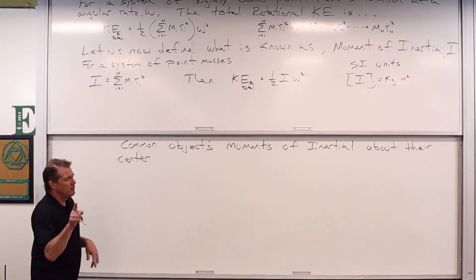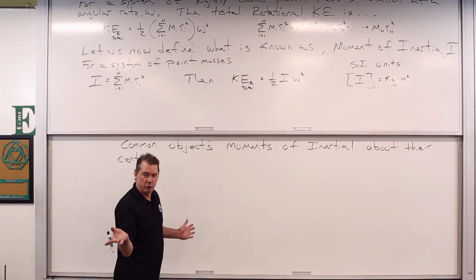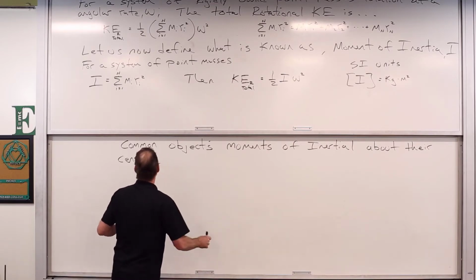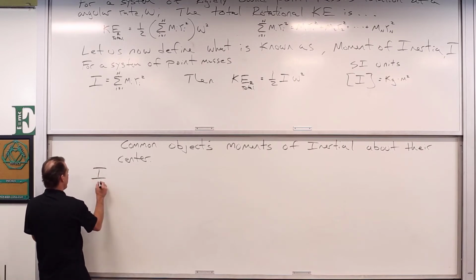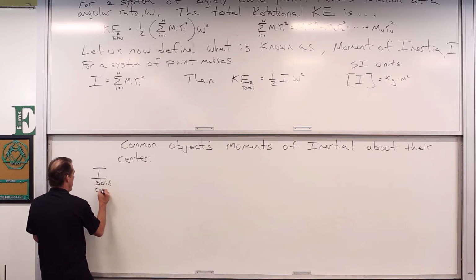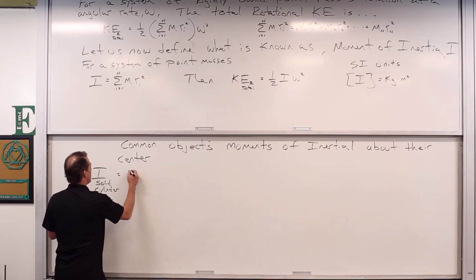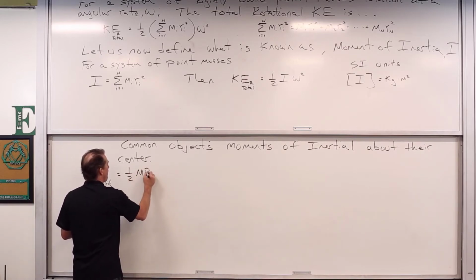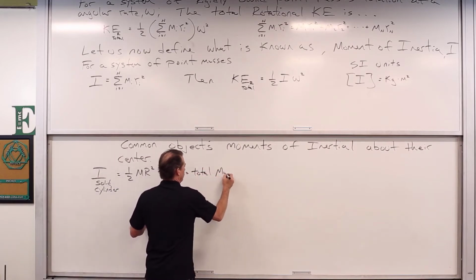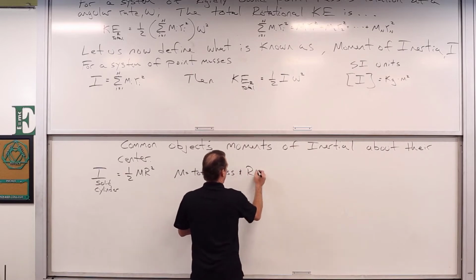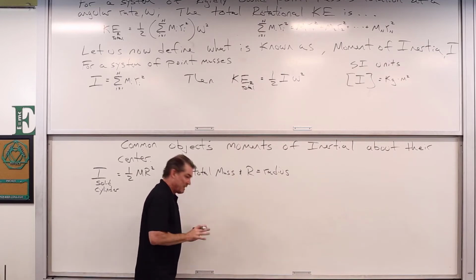I'm not going to derive them here. I'll show you what one of them is that's easy to figure out without any calculus, but just something that you're going to use from time to time. Some of these problems, you're just going to know what they are. So look at I for a solid cylinder. For a solid cylinder, moment of inertia is 1/2 mr squared. M is equal to the total mass, and r is the radius. And again, this is about its center.